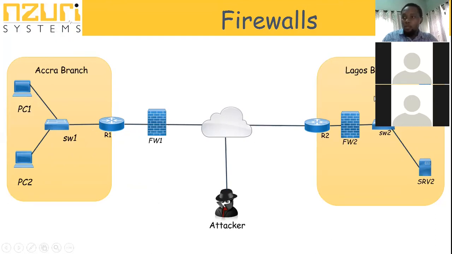But if you come to the Lagos branch, because their firewall is inside their network, it means this attacker's traffic is likely going to pass through the router before the firewall actually blocks it. It has its own implications. So per your needs in your organization, that will determine where you want to put it, because they all have their benefits.